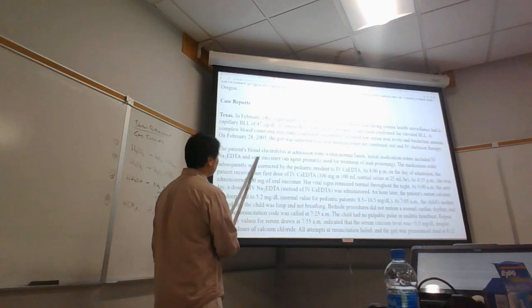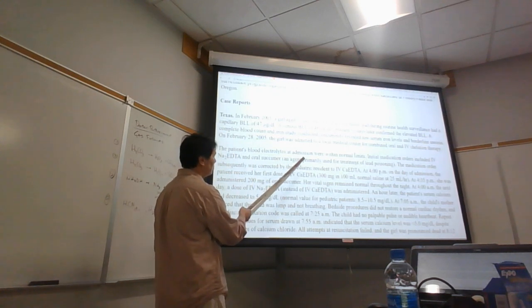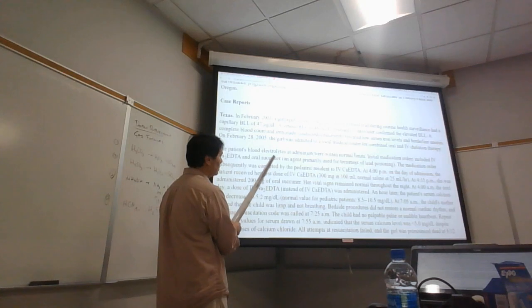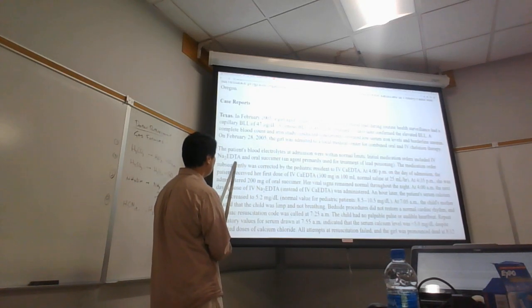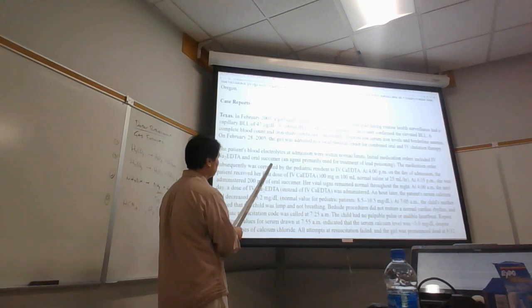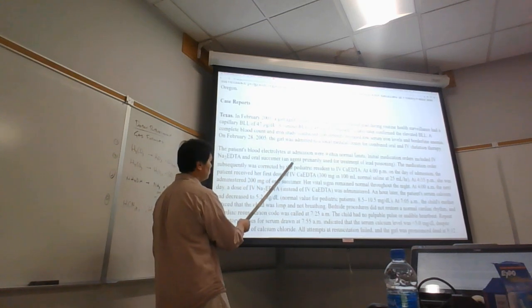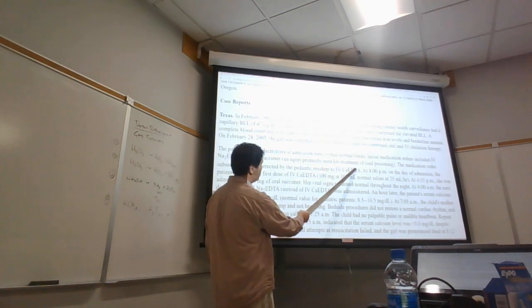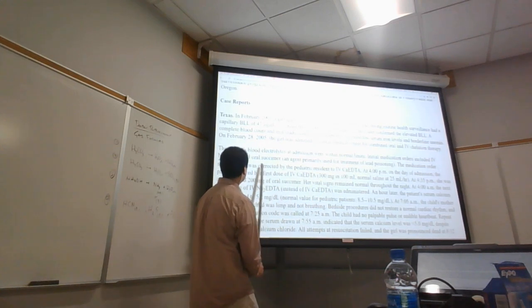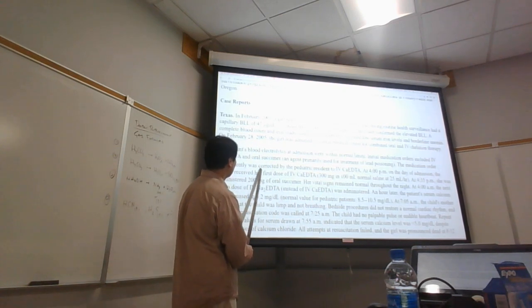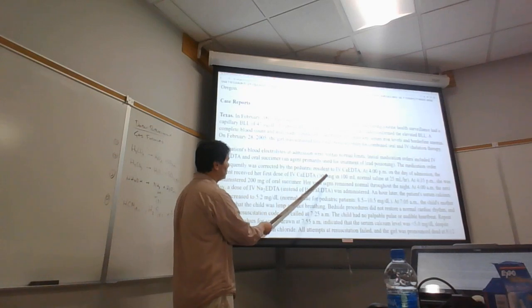The patient's blood electrolytes at admission were within normal limits. Initial medication orders included intravenous sodium EDTA and oral succimer. Oral succimer is an agent primarily used for treatment of lead poisoning. The medication order was subsequently corrected by the pediatric resident to intravenous calcium EDTA.